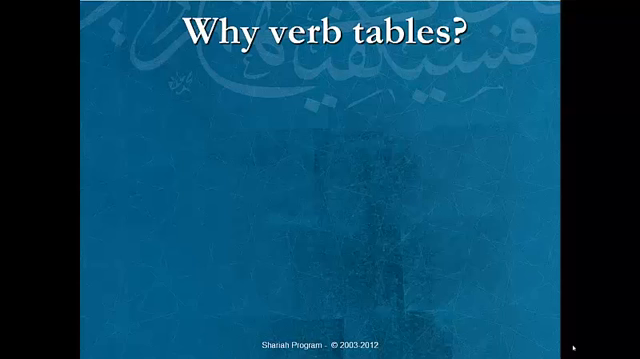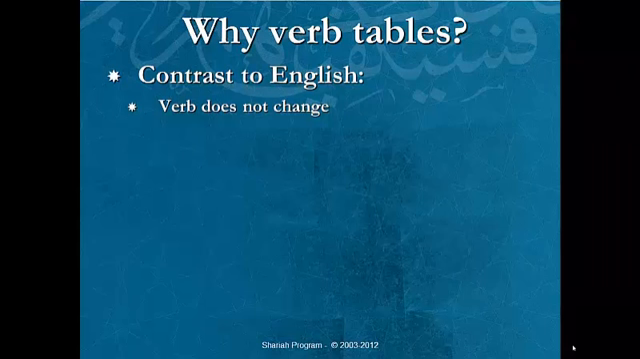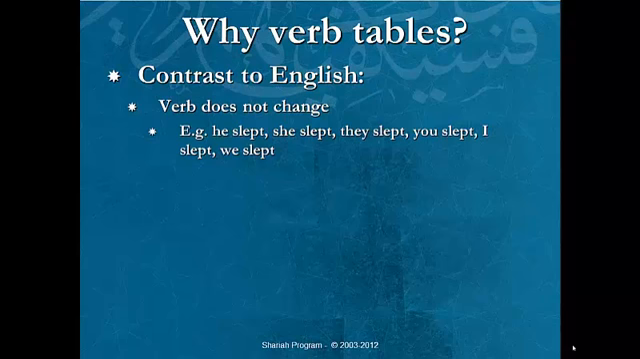Because in other languages, like in English, they don't have any concept of memorizing tables. It just doesn't exist. The reason is because regardless of the pronoun, regardless of who you're talking about, whether a male or a female, whether you're talking to a male or to a female, or to a group of males or a group of females, it makes no difference. In English, the verb remains the same. Let me highlight that for you. If you want to say one male slept, you say he slept. If it's a female, you say she slept. If it's a group, you say they slept. You slept, I slept, we slept. Makes no difference. The slept is the slept. It stays the same throughout.